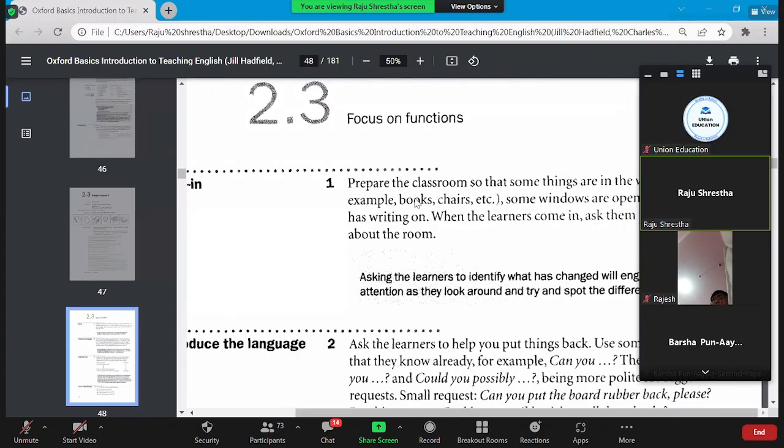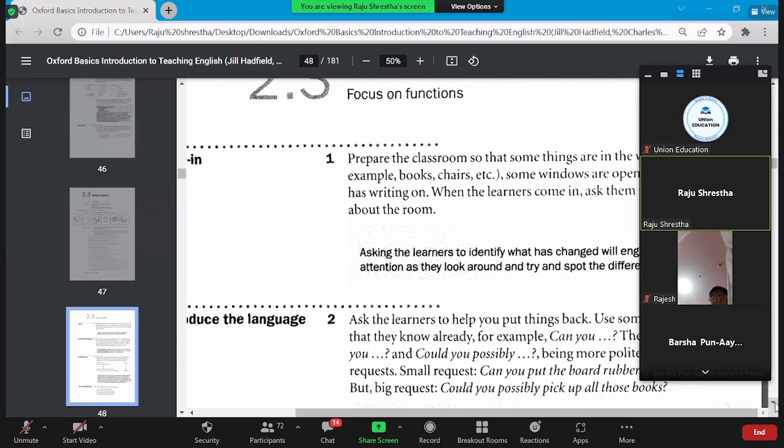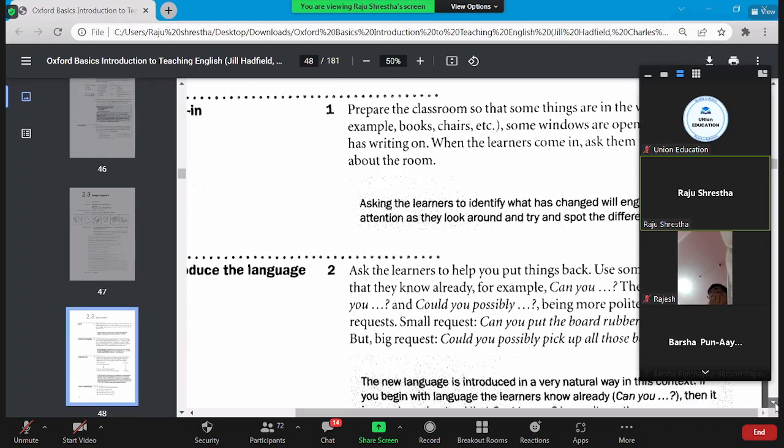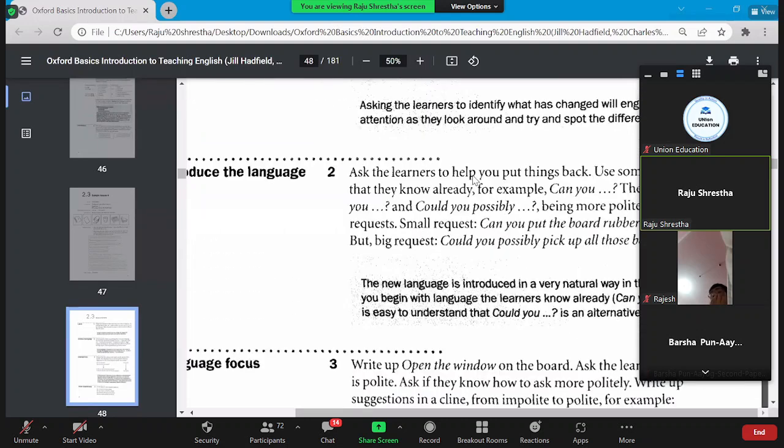यहाँको लेसन प्लान को रिक्वेस्टिङ को सुरुबाटै दिएको छ, prepare a classroom so that some things are in the wrong place, हैन, like books, chairs, other classroom objects in different locations. Some windows are open and the board has writing on, board is dirty, हैन. When the learners come in, ask them what is different about the room, हैन. This is just for scene setting stage. Then he asks the learners to help you put things back. Use some language they know already.